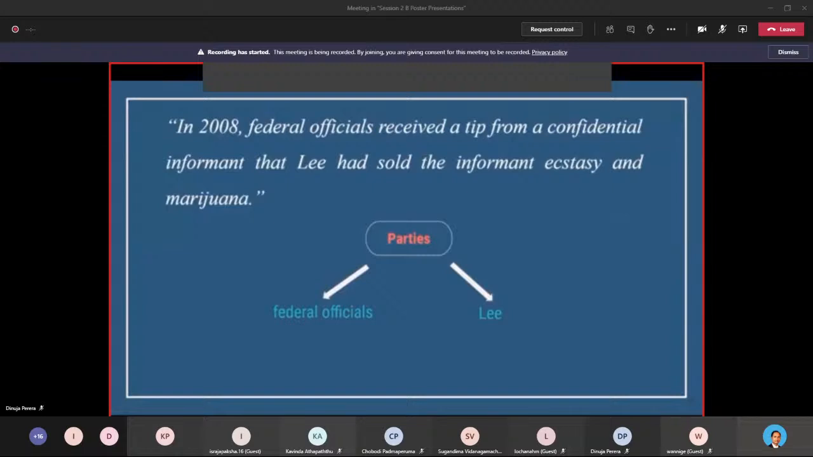Let's take an example sentence from a court case to make this more clear. In 2008, federal officials received a tip from a confidential informant that Lee had sold the informant ecstasy and marijuana. In this sentence, there are two parties, federal officials and Lee. If we take the sentiment with respect to federal officials, it has a positive sentiment. And with respect to Lee, it provides a negative sentiment.